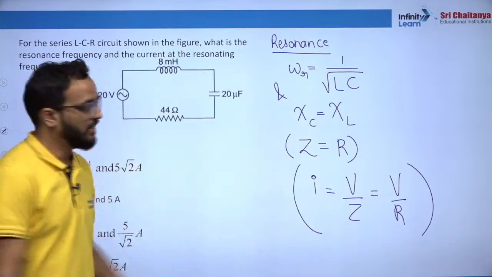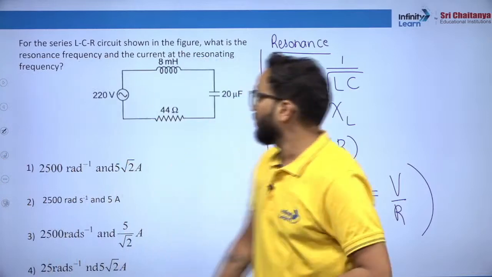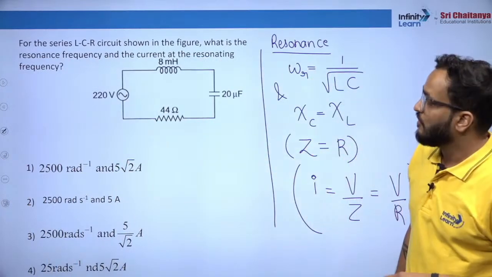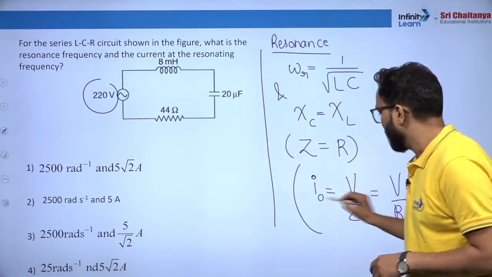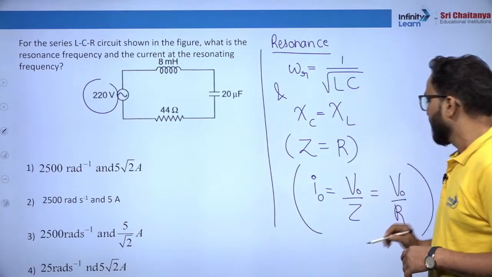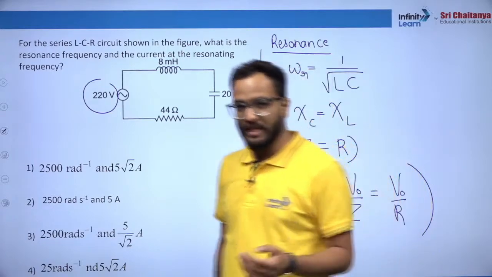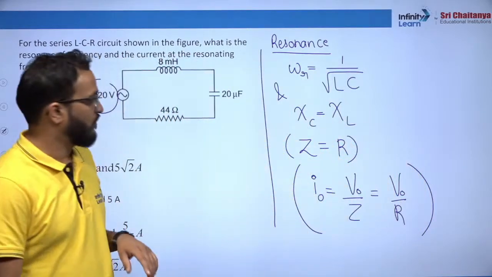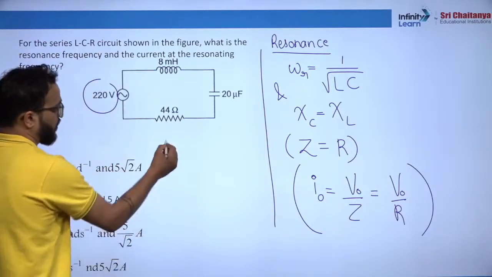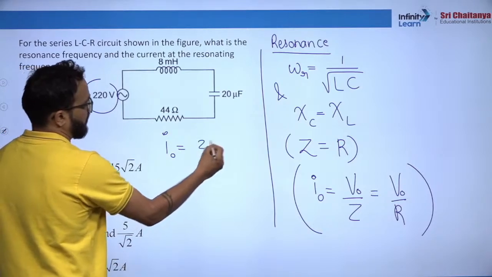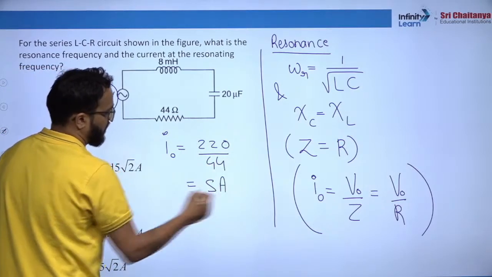All these things clear? Now just find out whether they have given the RMS value or the peak value. So the peak value of the voltage is 220 volts, and resistance is 44. So 220 divided by 44 will give you the value of the peak current, which is going to be 5 ampere. So what is going to be I naught? It will be 220 upon 44, which will be 5 ampere.